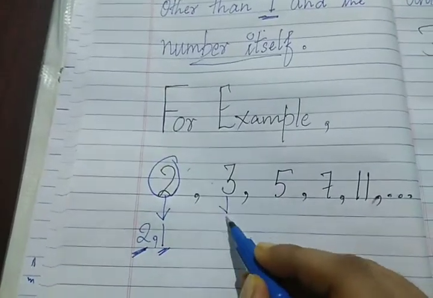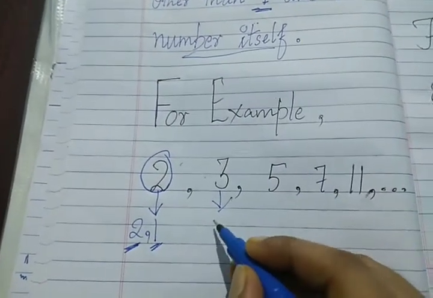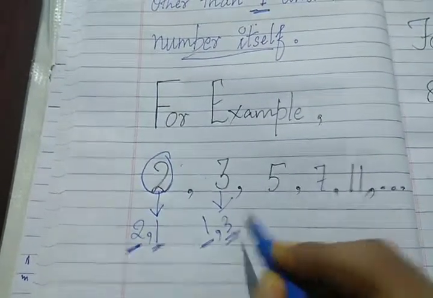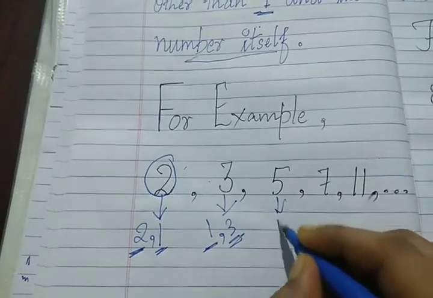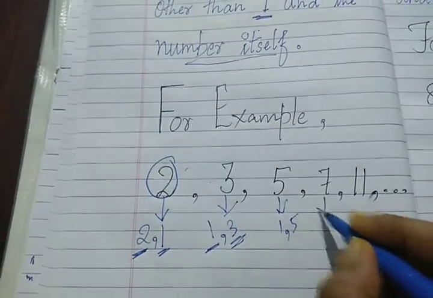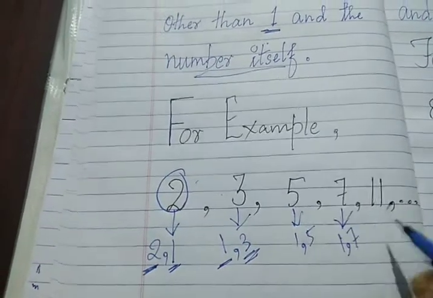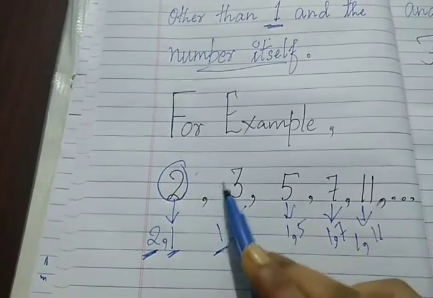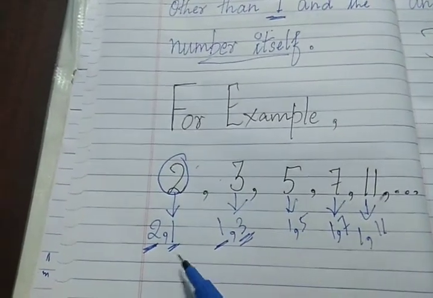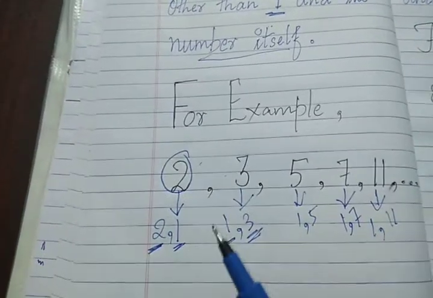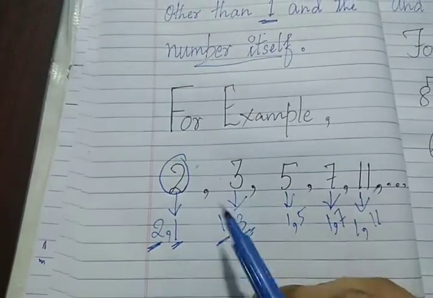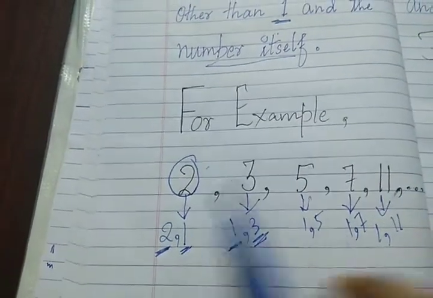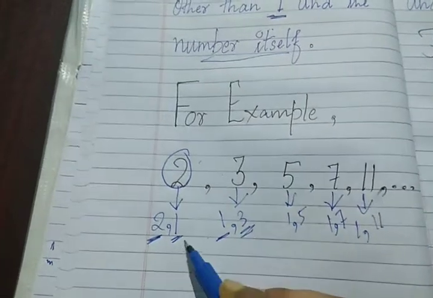Here you have 3, another example. The factors of 3 are 1 and 3. Only 1 and the number itself. Similarly for 5, the factors of 5 are 1 and 5. 7, factors of 7 are 1 and 7. Factors of 11 are 1 and 11. So you see, with the help of examples itself you can understand what prime numbers are. Prime numbers are those numbers which have no other factors except 1 and the number itself.